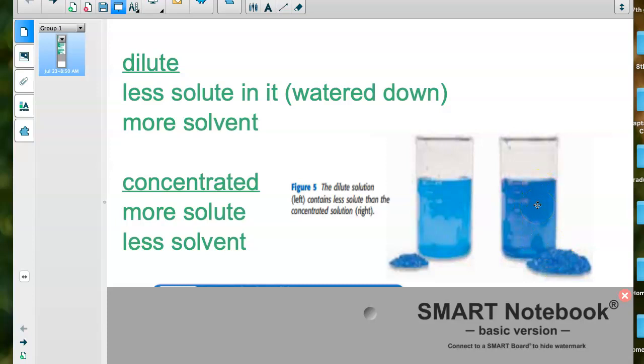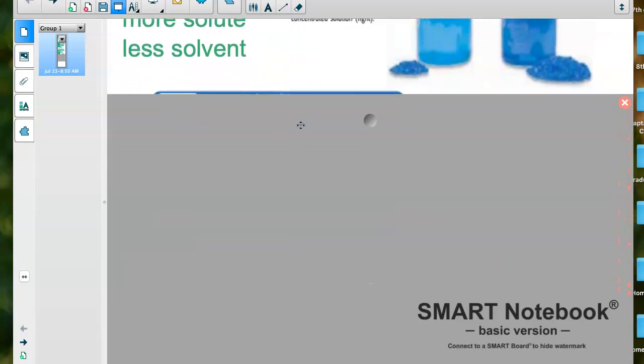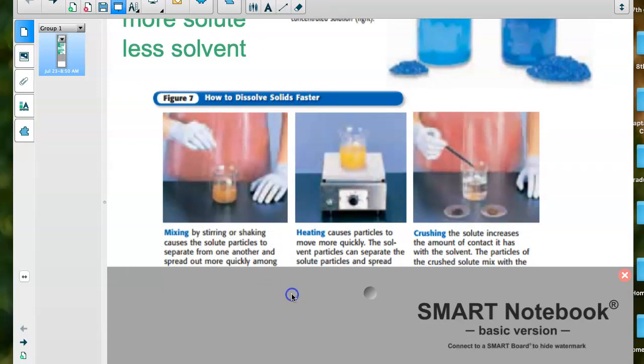So we use these terms, and it's very important to note that if something is more concentrated, it has more of the solute and less of the solvent. If it's dilute, it's less solute, so it's kind of watered down with more solvent. So very, very important to think about as we move into doing some other stuff.